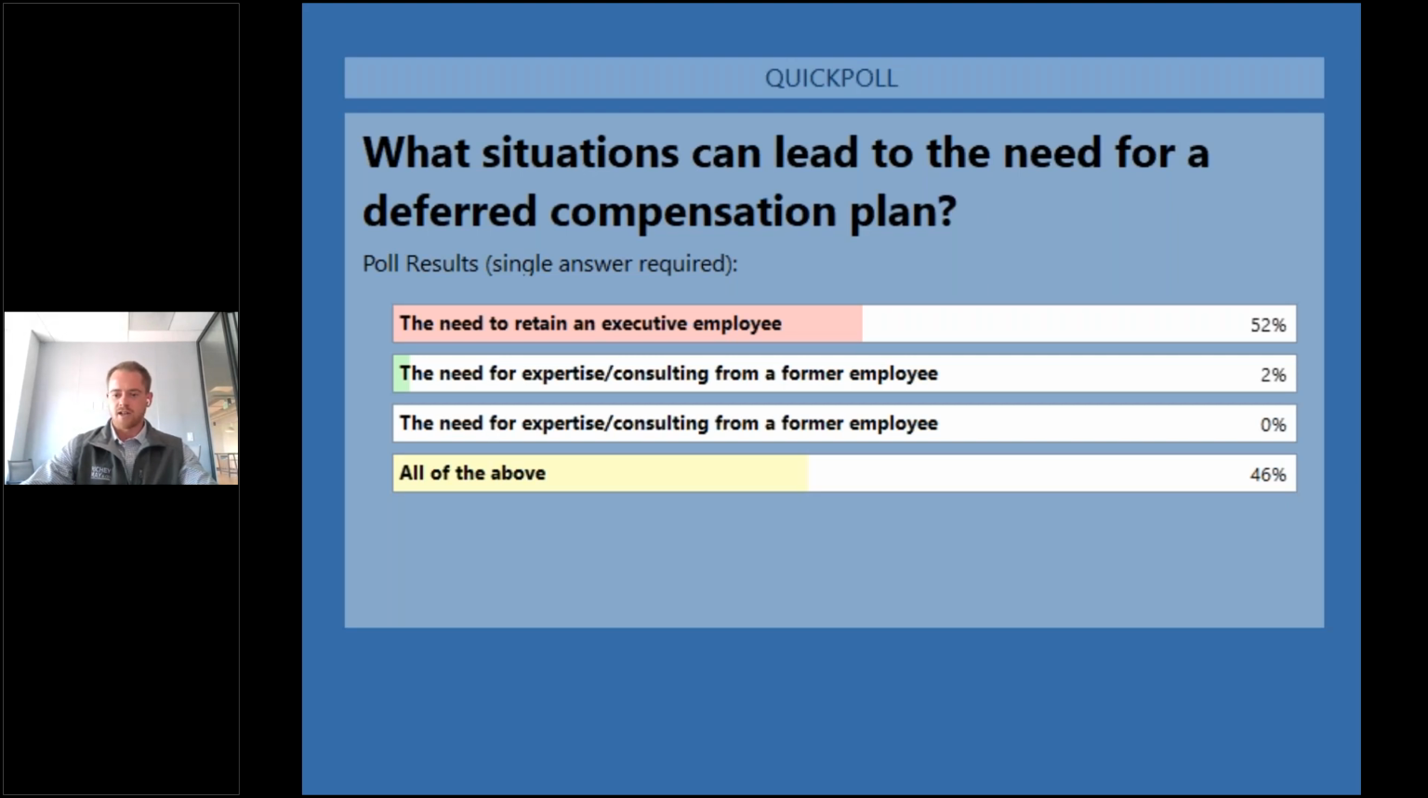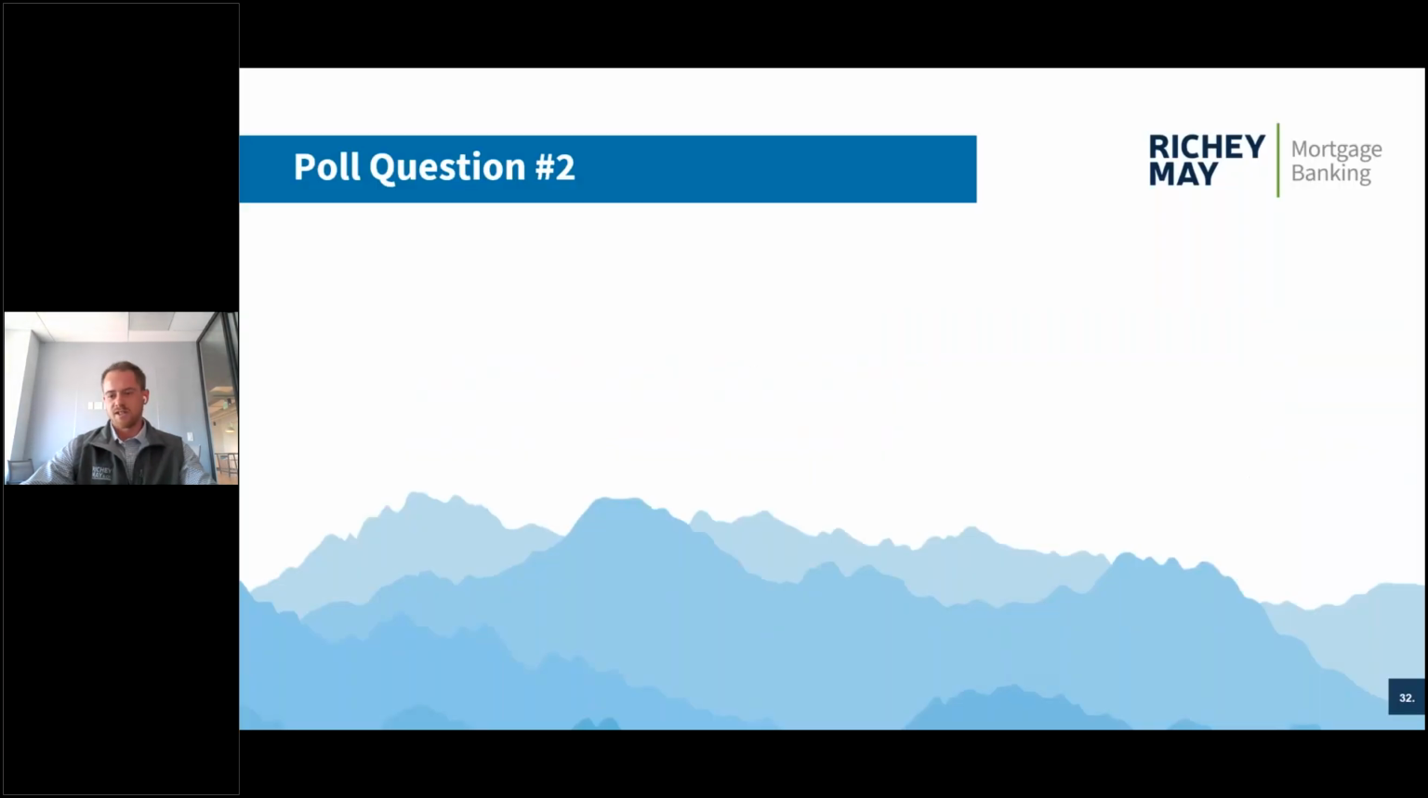The correct answer actually was D, which is all of the above. The need to retain an executive employee can definitely lead to a deferred compensation plan by offering additional incentives that are paid at a later date. So A would work. B, the need for expertise or consulting from a former employee after entering retirement. We also see these under typical deferred compensation plans. And it's really if you have a key executive employee or somebody that was very crucial to the operations of the business leaves and you need them for a couple more years, or you just need additional help.